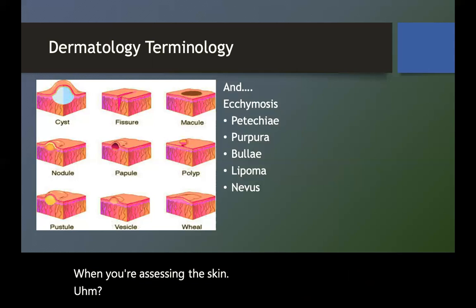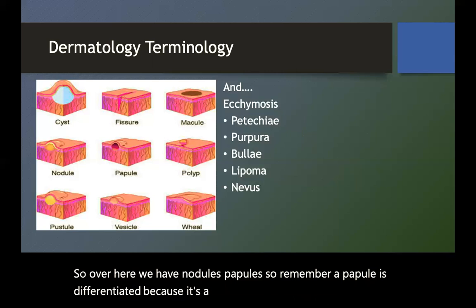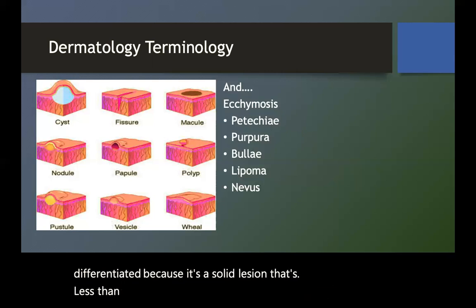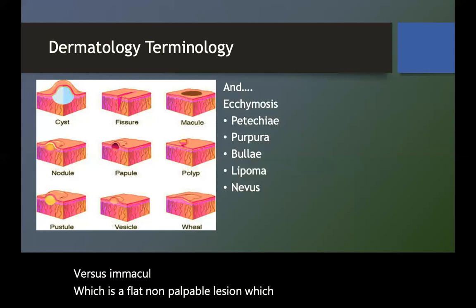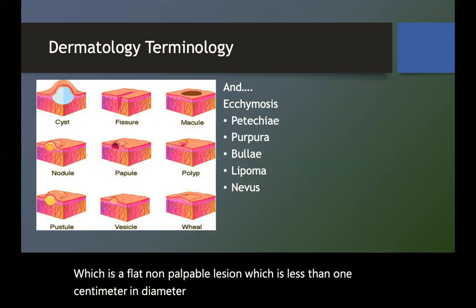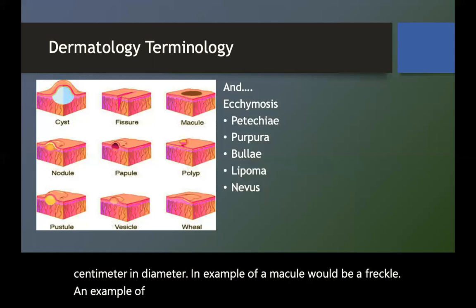So over here we have nodules, papules. Remember, a papule is differentiated because it's a solid lesion that's less than 5 centimeters in diameter, versus a macule, which is a flat, non-palpable lesion, which is less than 1 centimeter in diameter. An example of a macule would be a freckle. An example of a papule would be a mole, or acne, or small cherry angiomas.